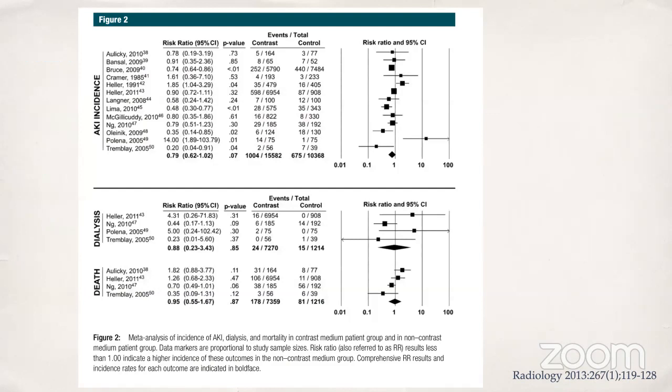This is the forest plot from that study. And you see on the top panel, if you compare the risk ratio of getting acute kidney injury, the combination of all the studies, if anything, suggests that the contrast receiving patients were maybe just slightly less likely to get it, although the confidence interval does cross unity there. Down below, the risk of dialysis and death was also the same in those who did and did not get IV contrast.